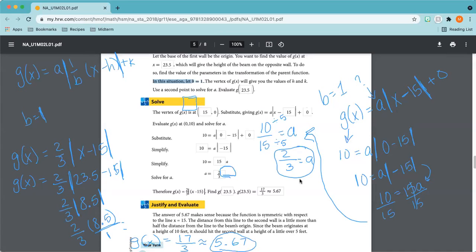But that's it. It's not so bad, it's just tedious. It's more tedious than anything. Any questions on this?